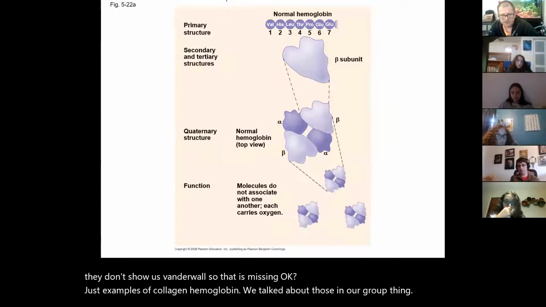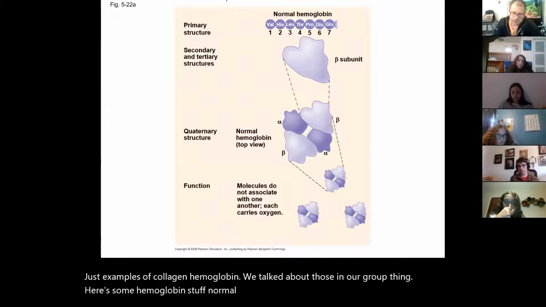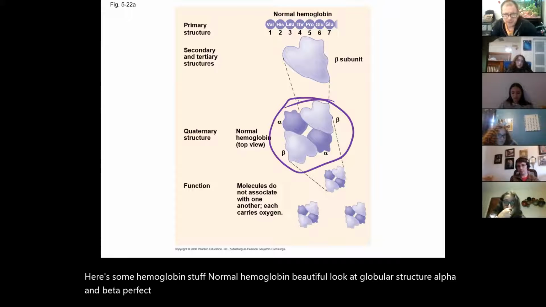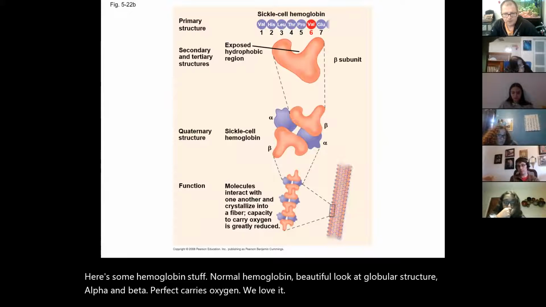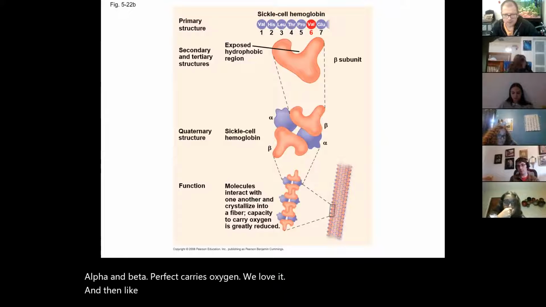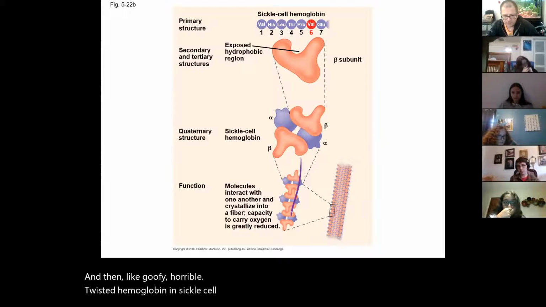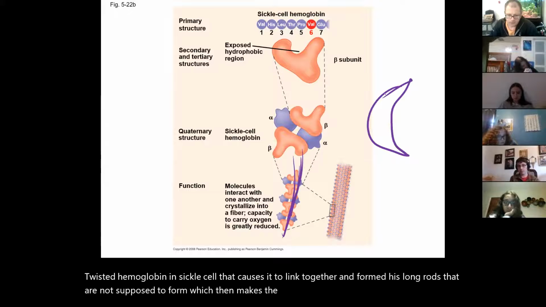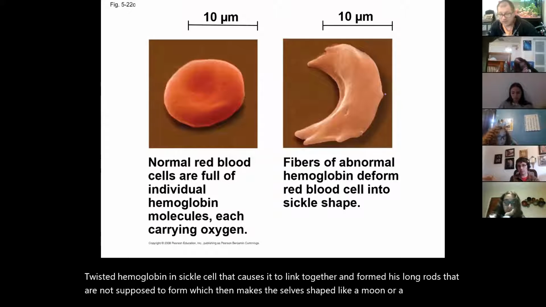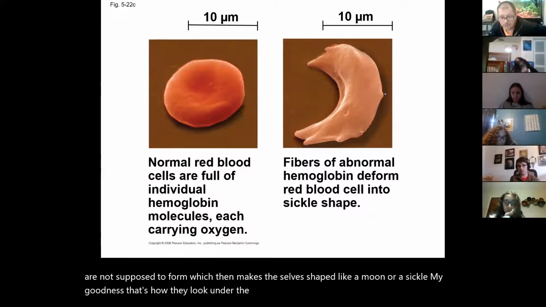Here's some hemoglobin stuff. Normal hemoglobin, beautiful. Look at that globular structure, alpha and beta. Perfect. Carries oxygen. We love it. And then like goofy, horrible, twisted hemoglobin in sickle cell that causes it to link together and form these long rods that are not supposed to form, which then makes the cells shaped like a moon or a sickle. My goodness, that's how they look under the microscope. Looks scary.